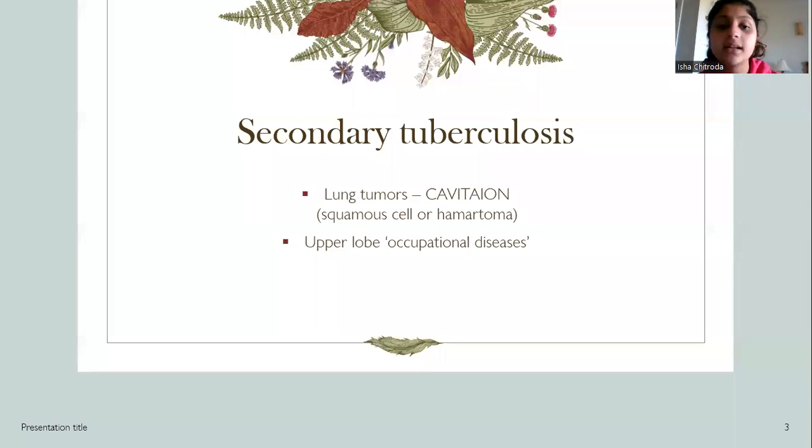So, I think I can conclude from the case that this is a case of secondary tuberculosis, and the differential diagnosis that I think of is that it could be either lung tumors or occupational diseases. For lung tumors, since there was mention of cavitation, I can relate this to squamous cell carcinoma, and the lesion can be coin-shaped, so I was also thinking of somewhere along the lines of a hamartoma. And since it is an upper lobe lesion, it could also be various types of occupational diseases such as asbestosis or silicosis.